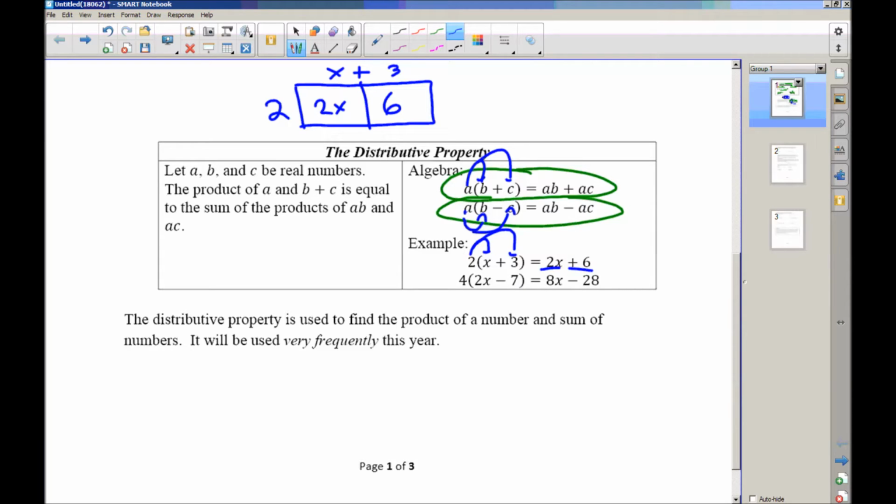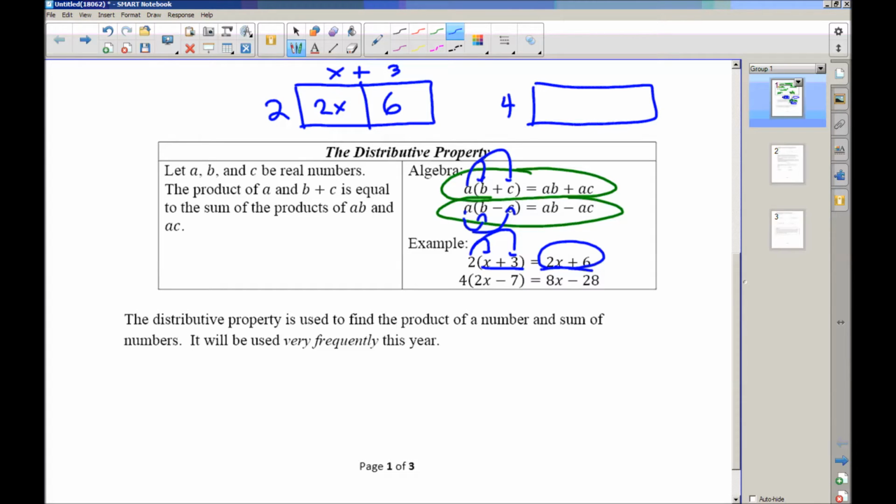The reason why we have the distributive property is so we can clear away parentheses when there's a multiply outside, and the inside of the parentheses are not like terms. We're not allowed to add x plus 3 up. They don't go together. Okay? So instead, we can distribute the 2 and make the parentheses go away to make this look a little more simplified. So the same thing here for 4 times (2x minus 7).